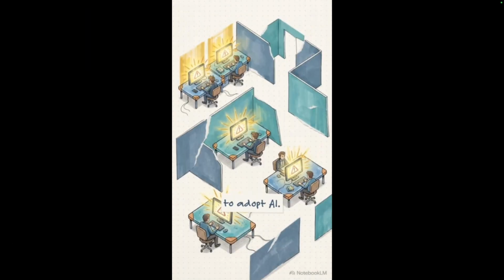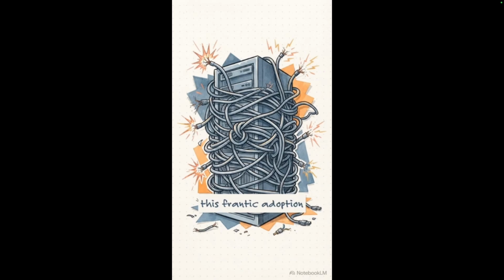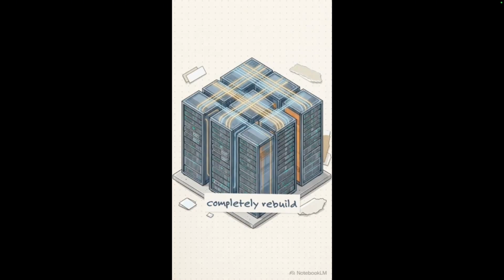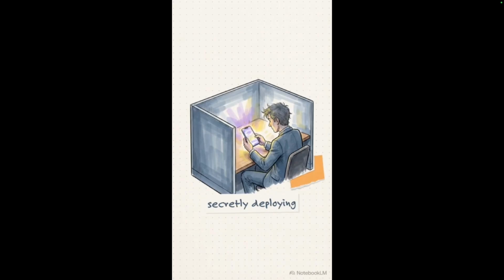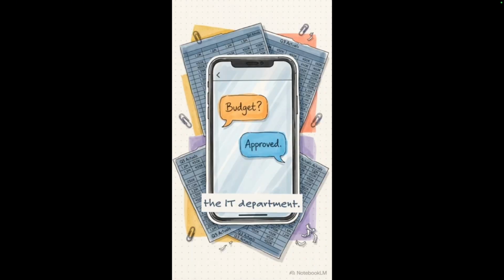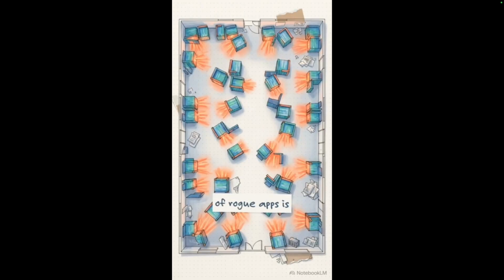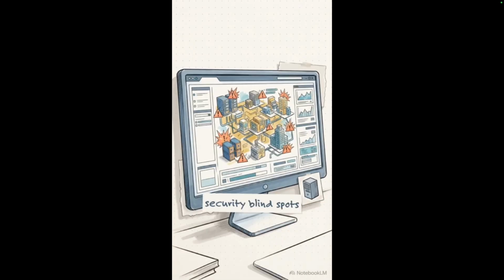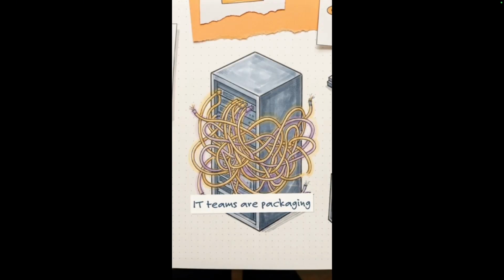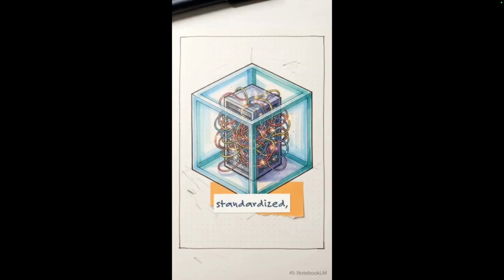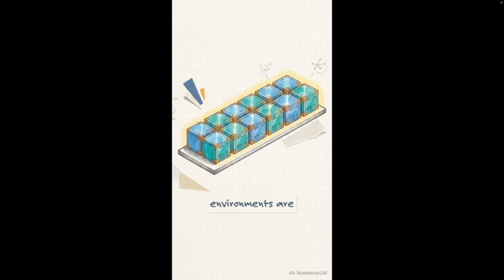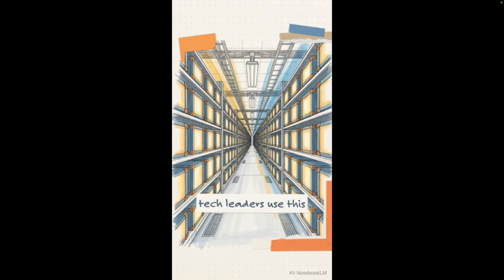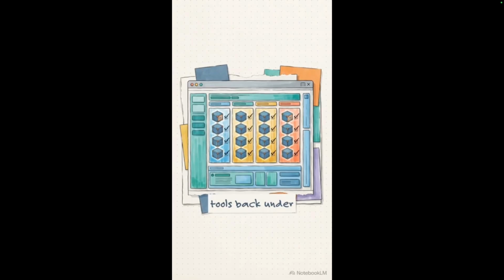Companies are rushing to adopt AI, but behind the scenes, this frantic adoption is quietly breaking enterprise IT. To survive, organizations must completely rebuild their digital infrastructure from the ground up. Nearly 80% of organizations have employees secretly deploying their own AI tools without telling the IT department. This massive, uncoordinated spread of rogue apps is what experts call shadow AI. These isolated silos create massive security blind spots across the company. To take back control, IT teams are packaging these wild AI applications into standardized, isolated digital boxes. These highly portable environments are called containers. Over 85% of tech leaders use this architecture to bring rogue tools back under official governance.